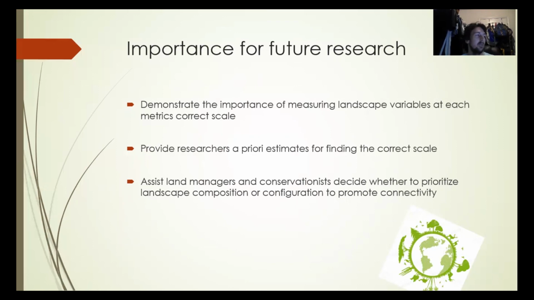And additionally, my research should be able to help researchers find an a priori estimate for their scale of effect. So hopefully my research will help them get at least close enough on their first try if they don't have the time or ability to find the optimal scale themselves. At least we can hope to be somewhat in the ballpark. If you're off by a few meters, it shouldn't be that big of an influence. So my research should help provide a priori estimates for finding that correct scale.